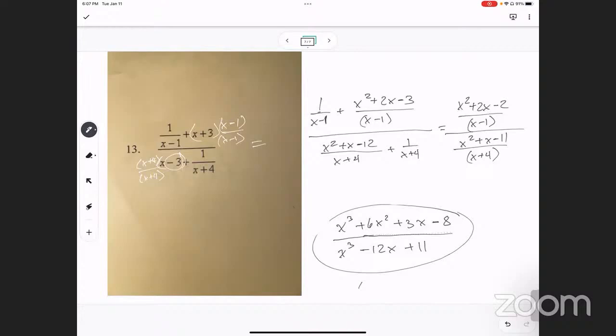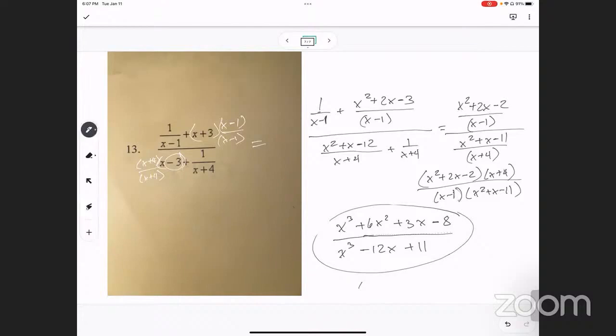Yeah, and so then your answer would be x squared plus 2x minus 2 times x plus 4, those are on the top, all over x minus 1 times x squared plus x minus 11 on the bottom. But none of those cancel. Okay. Yeah. And I bet if you multiplied those out, I bet that would be this right here. Yeah. Yeah, it is.